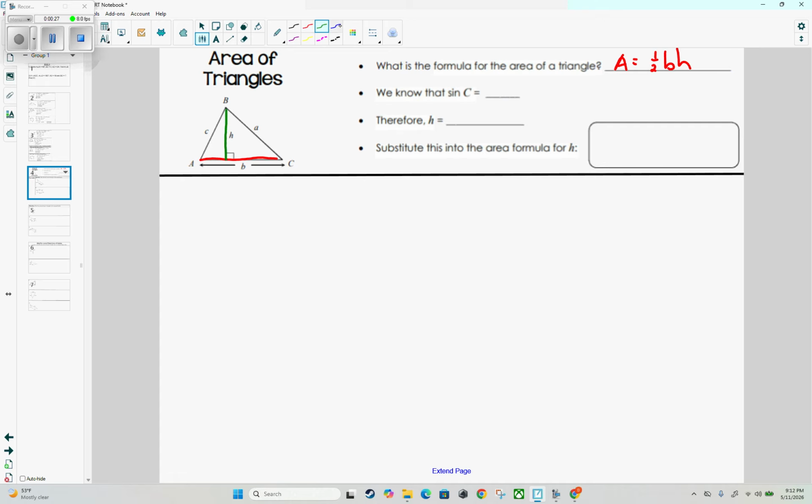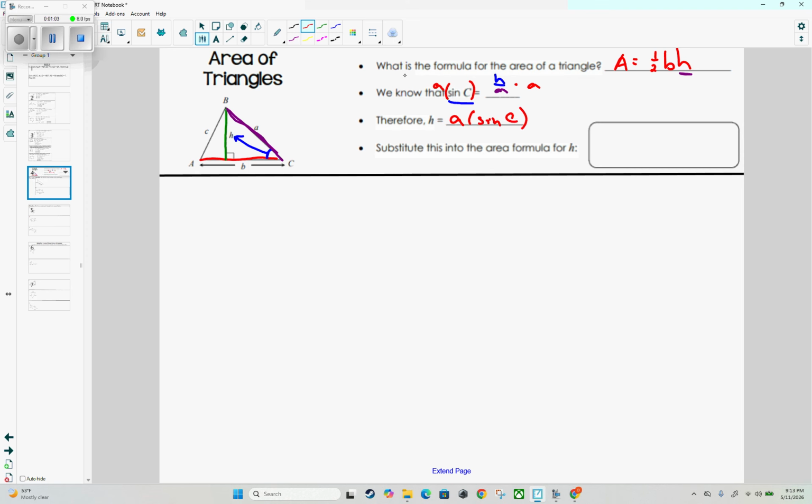We also know that if we want to find sine C, that would be opposite, which is h, over the hypotenuse of that right triangle, which is a. So that side right there. And because we know this, we can also solve for h. That's this guy right here. We can solve for him by just multiplying both sides by a. So I can multiply that side by a and that side by a. And that would give me h equals a times sine C.